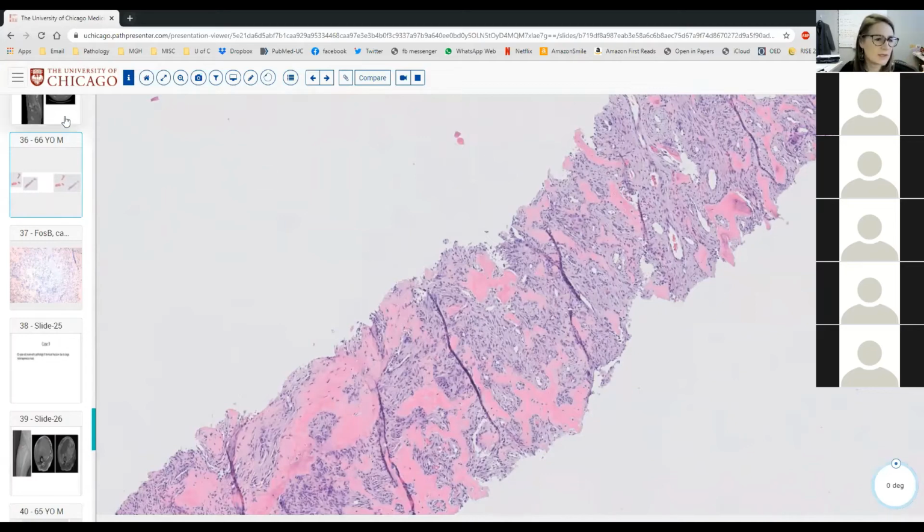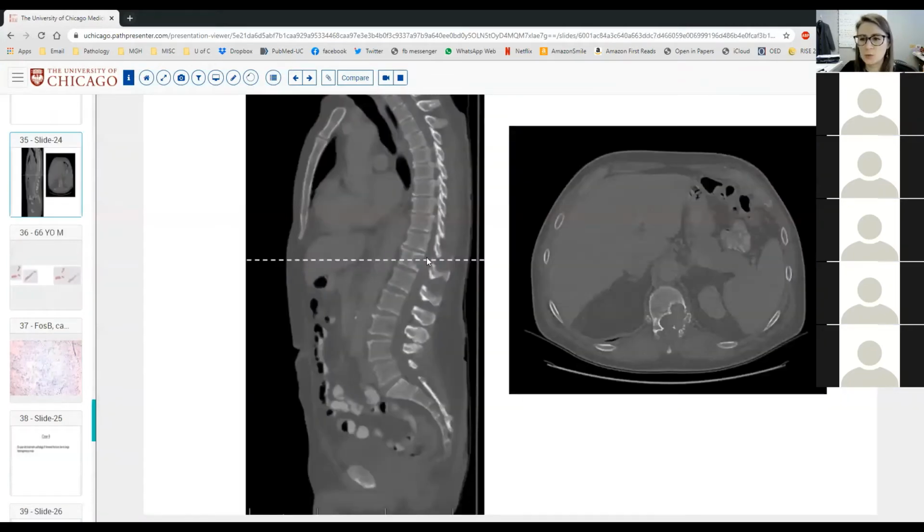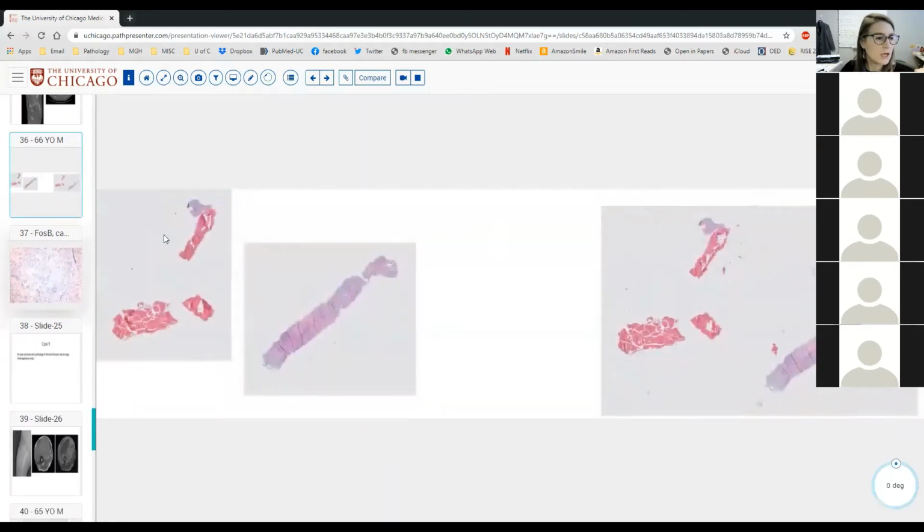I believe this one was somewhat larger. So we're not thinking osteoid osteoma. As you can see, there is no central nidus either. It's just basically all pale. So osteoblastoma is definitely on the differential.